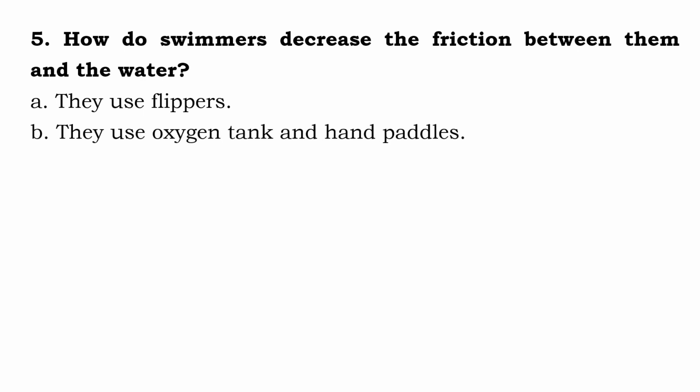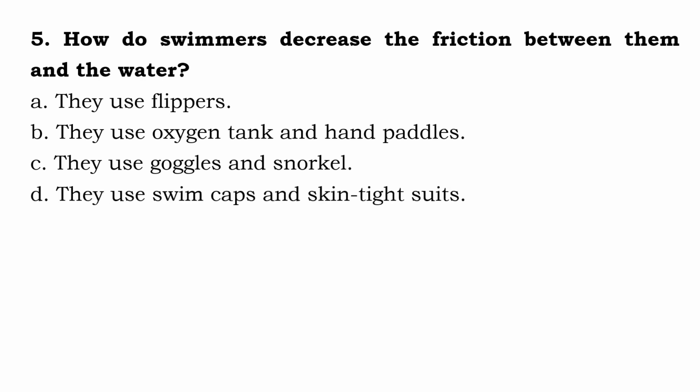Number 5. How do swimmers decrease the friction between them and the water? A. They use flippers. B. They use oxygen tank and hand paddles. C. They use goggles and snorkel. D. They use swim caps and skin-tight suits.